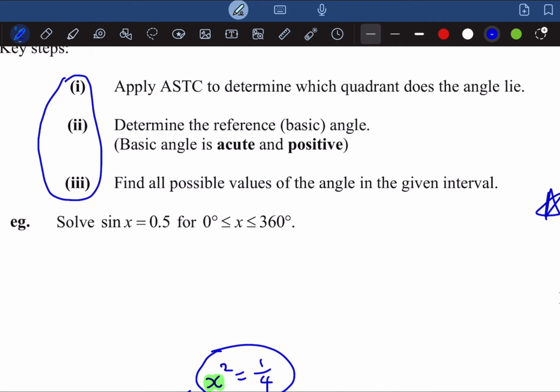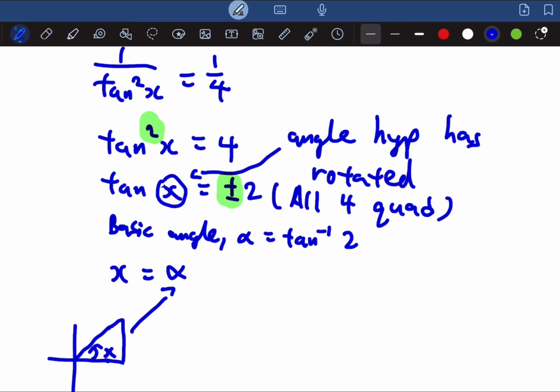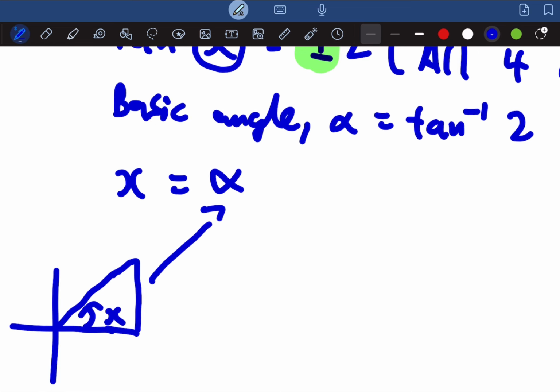Then my x, because the x is in 4 quadrants, slowly I will show you how we derive these 4 answers. The first quadrant is alpha. Why? Because in the first quadrant, the hypo is in this triangle. This is the angle x, and it happens that in the first quadrant, x is also equal to alpha, which, if I zoom in bigger, here is alpha. The basic angle is always the angle that the hypo forms with the horizontal line.